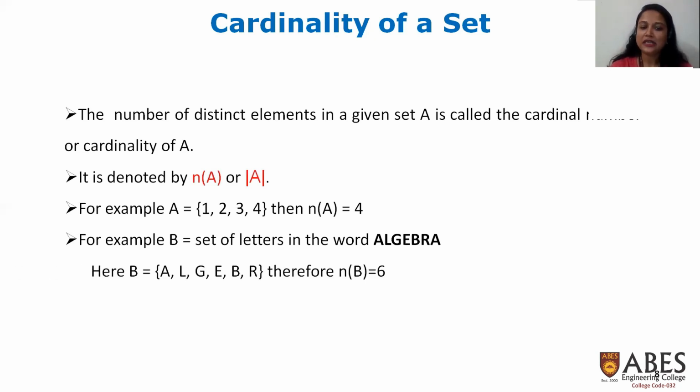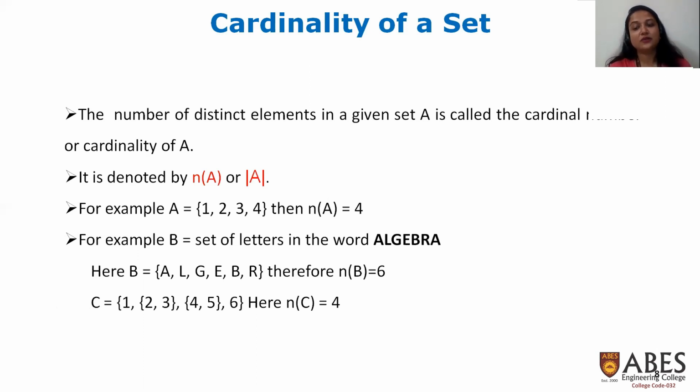Apart from that, L, G, E, B, R appeared once and hence the cardinality is equal to 6. If I have sets as a part of a set, in that case, if 2 and 3 are together written in curly brackets and this is a part of set C, then we are going to count it as 1. Therefore, for this given example, the cardinality of set C will be 4 because 2, 3 will be counted once and 4, 5 will together be counted as 1. Apart from that, 1 and 6 are the elements.